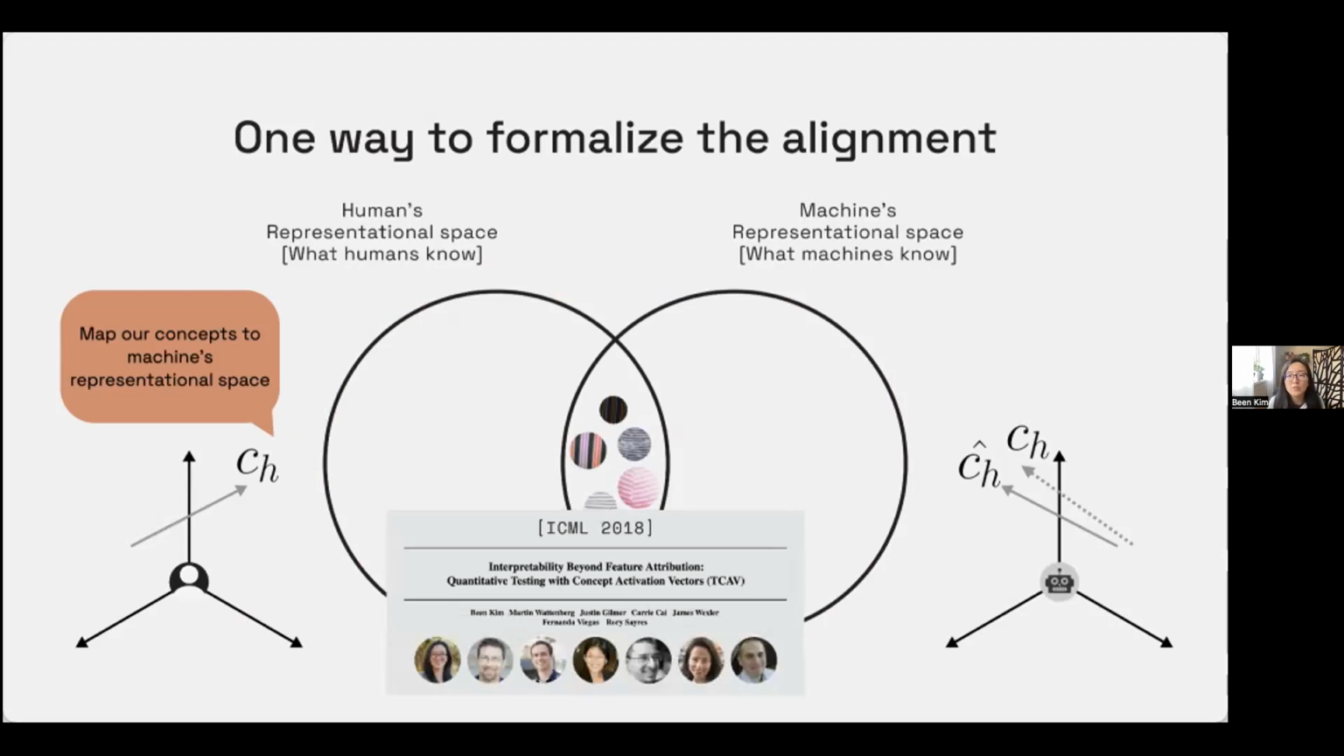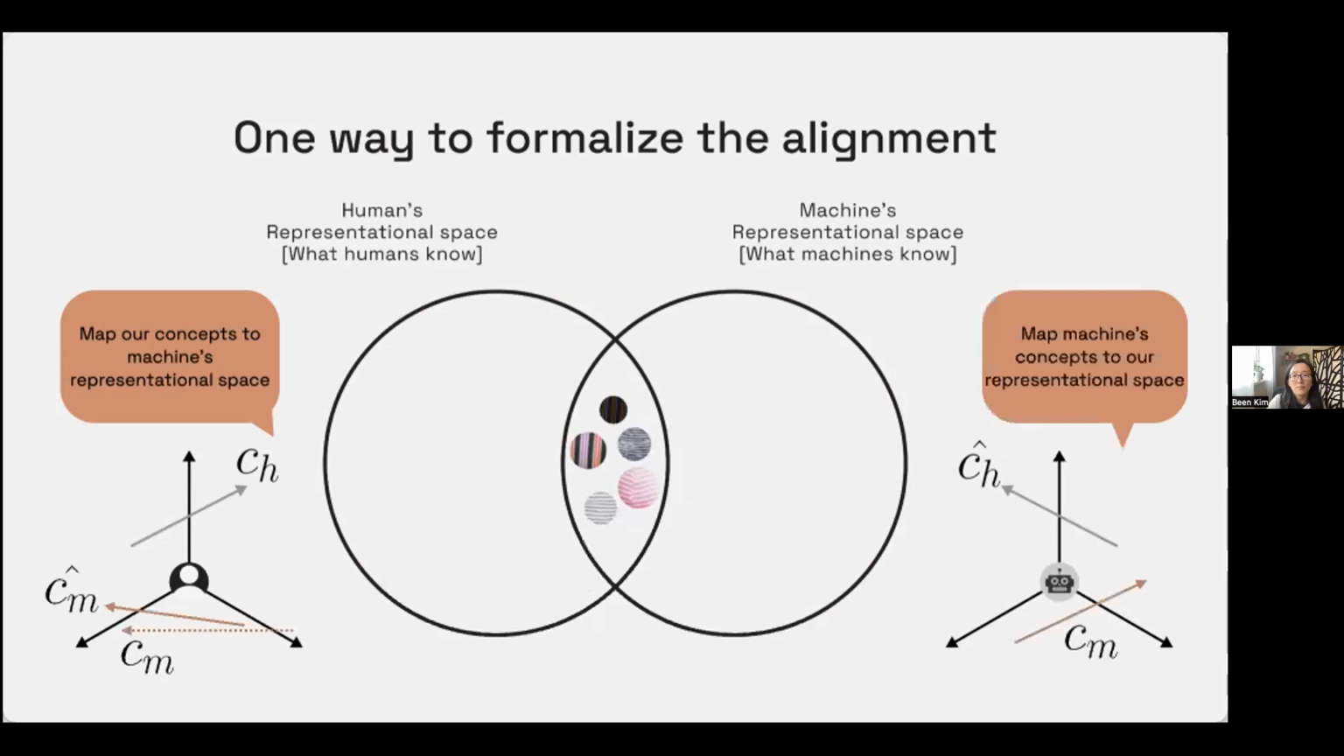For example, you may wonder, okay, so what do you do with this CH hat vector? Once you can represent our concept in machine space, we can ask interesting questions or have a conversation. So for example, in this TCAF work, we can ask, did this striped pattern influence your prediction of zebras, by perturbing this vector and seeing changes in the machine's prediction? We're also interested in the other way around.